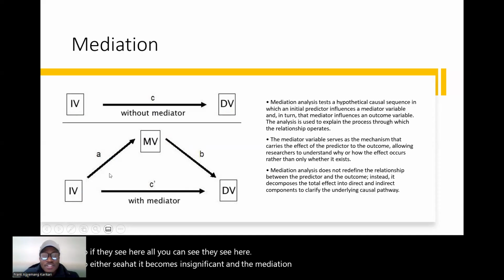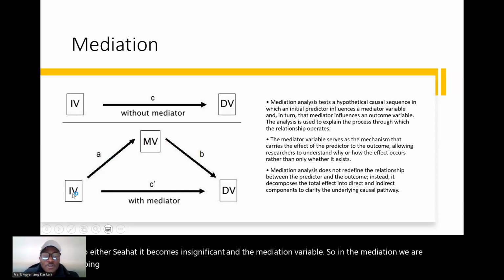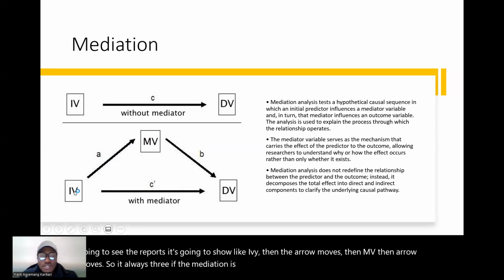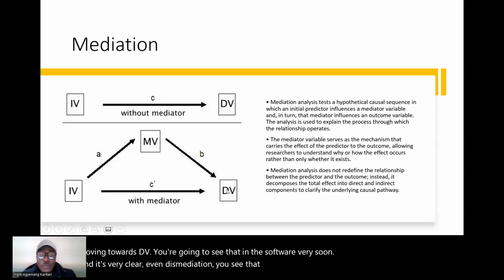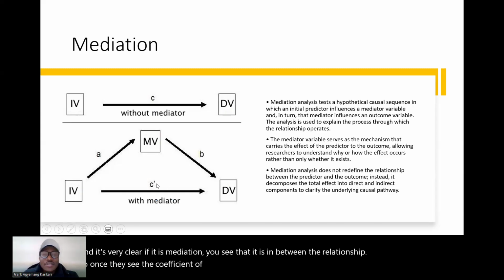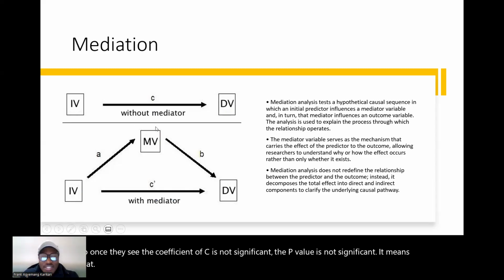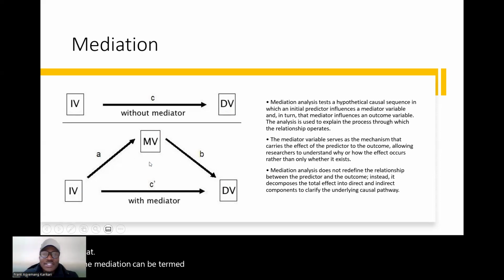In the mediation, we are going to see the reports. It's going to show IV, then the arrow moves to MV, then the arrow moves on. So it's always three. If the mediation is there, the relationship is IV moving towards MV, moving towards DV. You're going to see that in the software very soon, and it's very clear that the mediator is in between the relationship. So once the coefficient of C is not significant, the p-value is not significant, it means the mediation can be termed as full mediation. I hope that is right.